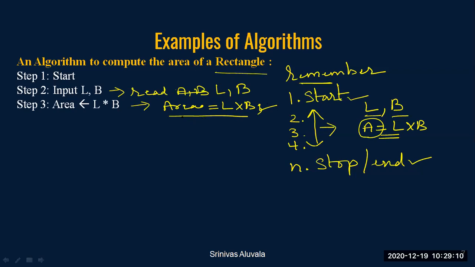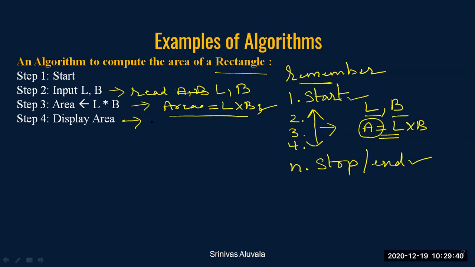And after calculating the area of a rectangle, see my algorithm, it has started, it needs two inputs, it has taken two inputs. Then after taking the input, the computation of the area is done using the mathematical formula, that is area equal to L into B. And after calculating the area, what's the next step? My algorithm needs to give the result to the user.